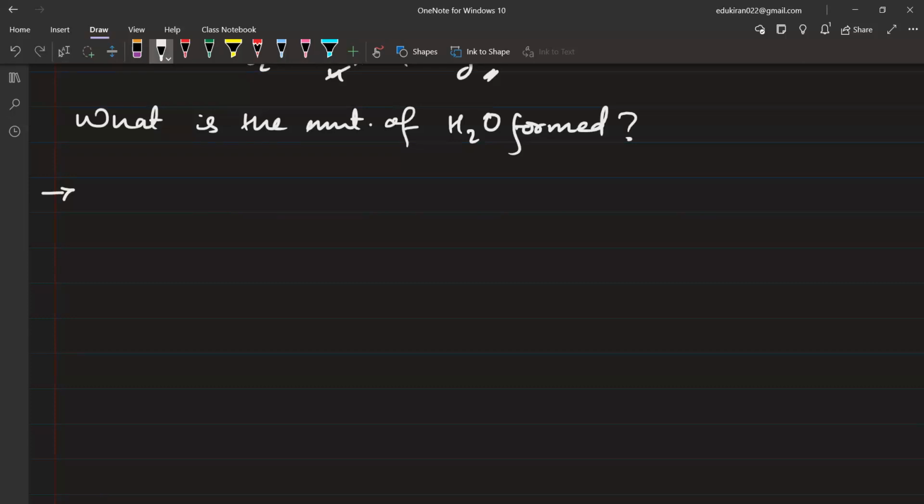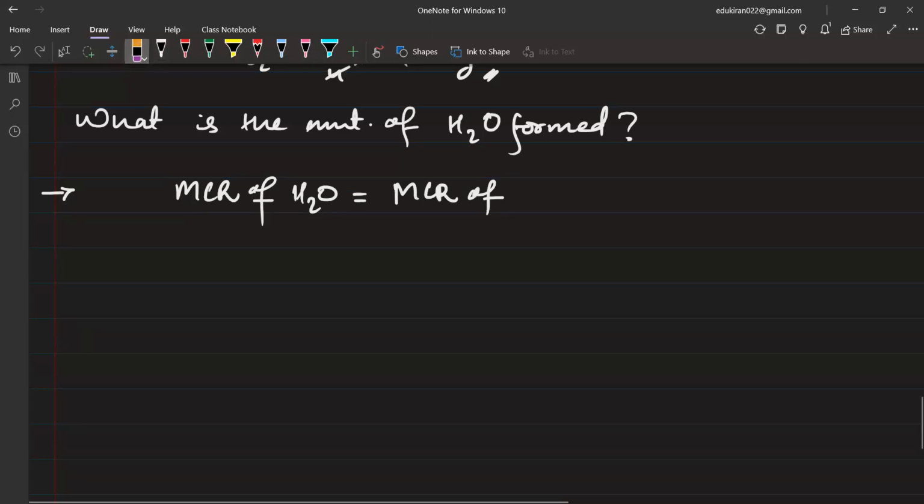Tell me, Mariam, H2O is reactant or product? H2O is product. So MCR of H2O is equal to MCR of CH4. Why CH4? MCR of O2, CO2. Why CO2? No, I'm just asking why CO2. Yes, Abdul Hamid.